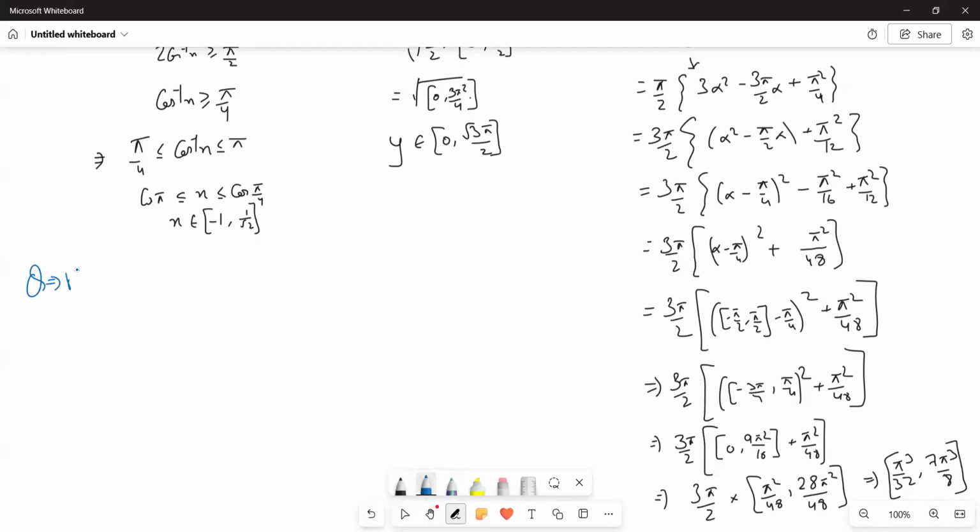One more question on this. Find the range of f(x) is equal to tan inverse of root 12 minus 2x square divided by x power 4 plus 2x square plus 3.